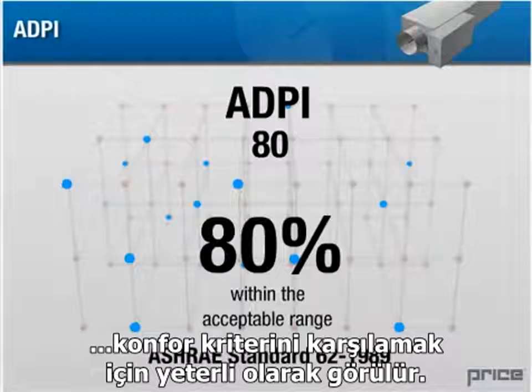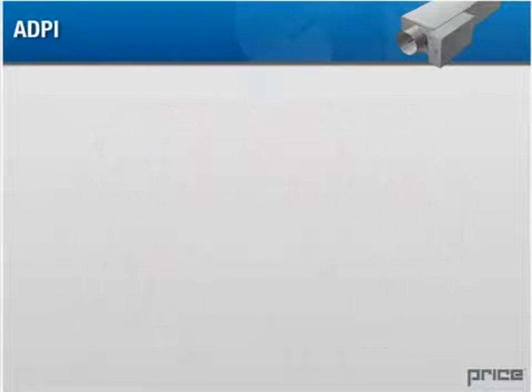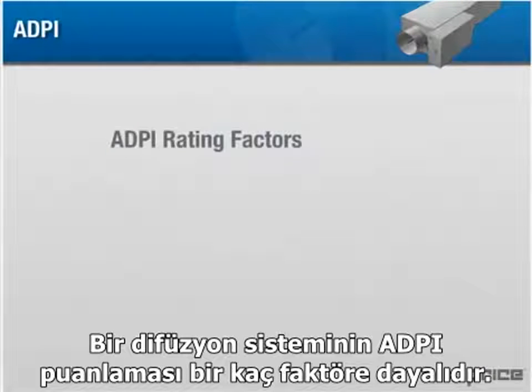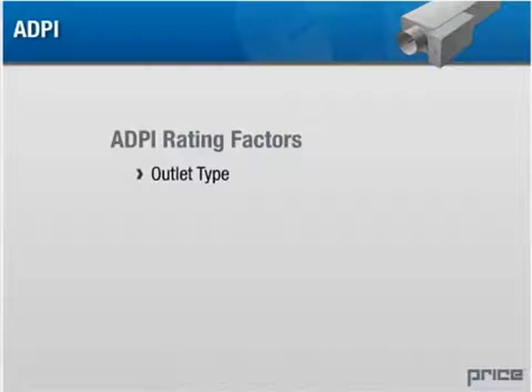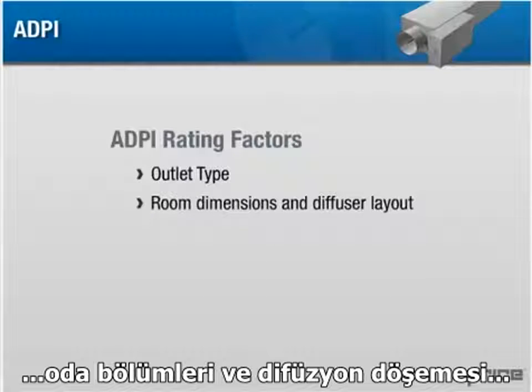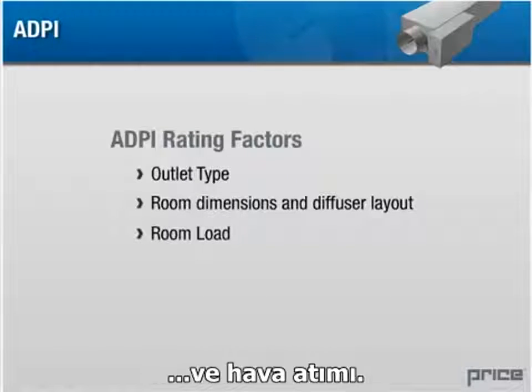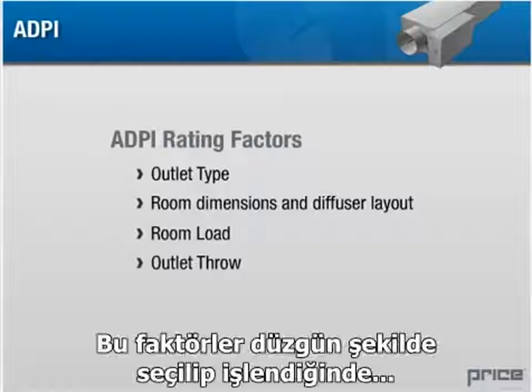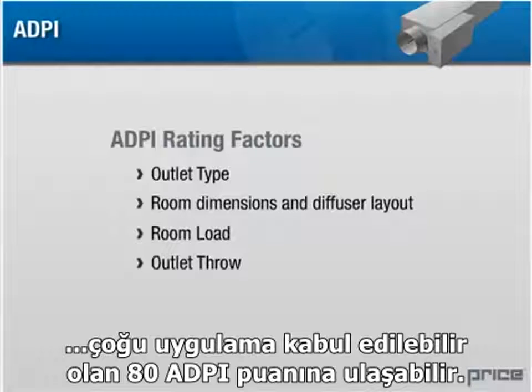Standard 62-1989. The ADPI rating of an air diffusion system depends on a number of factors: outlet type, room dimensions and diffuser layout, room load, and the outlet throw. When these factors are properly selected and managed, most applications should be able to achieve an acceptable ADPI rating.